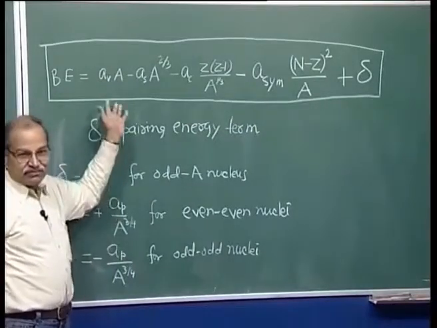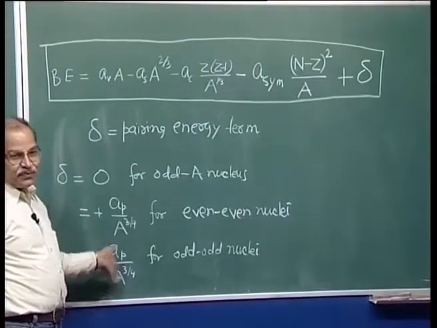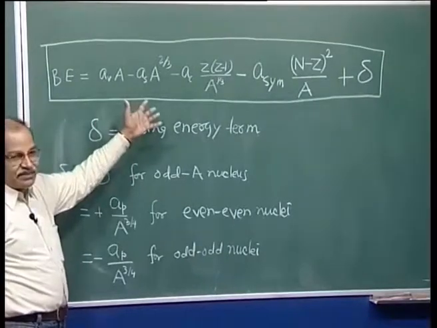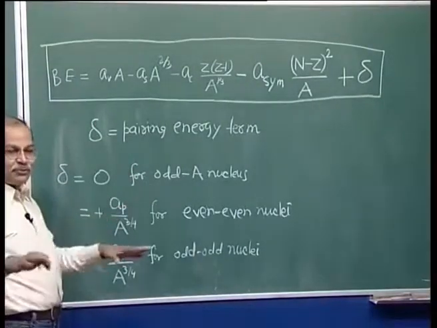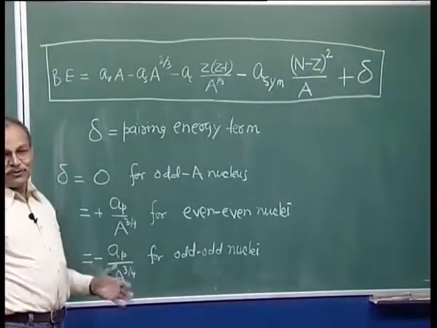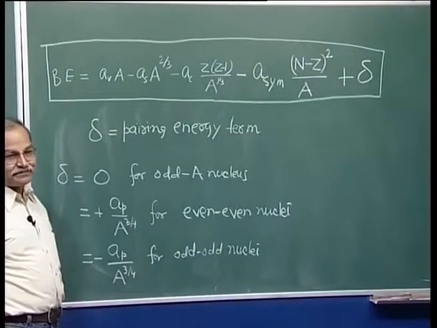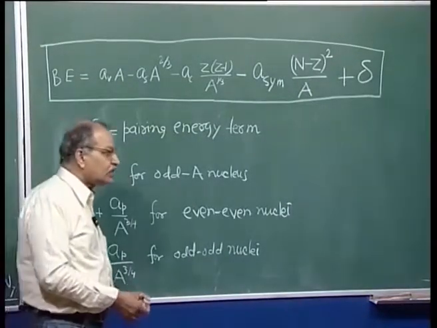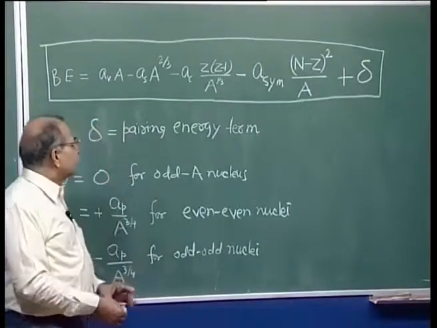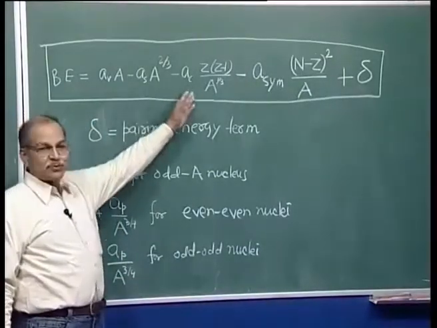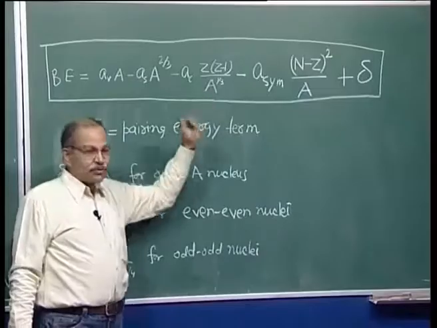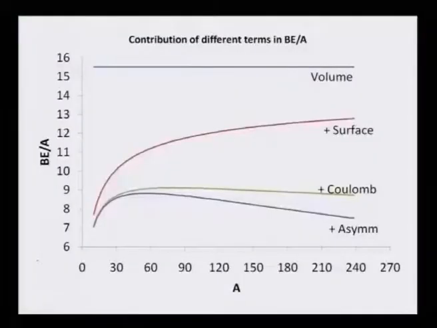You can see this in the textbook: what are the values of these constants which give you a nice fit of all the experimental data. Now, I will show you a slide where the relative importance of these terms is shown. So, look at the graph. You have this graph on the screen.